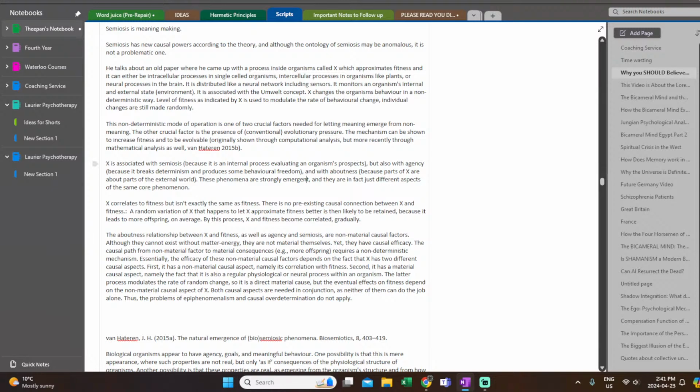So because it is an internal process evaluating an organism's prospects, but also with agency, because it breaks determination and produces some behavioral freedom. And with aboutness, because parts of X are about parts of the external world. Yeah, that just speaks to the accuracy of your internal model to the external world. And it can depend on having a very specific Umwelt. These phenomena are strongly emergent, and they are in fact just different aspects of the same core phenomenon. Oh, so cool.